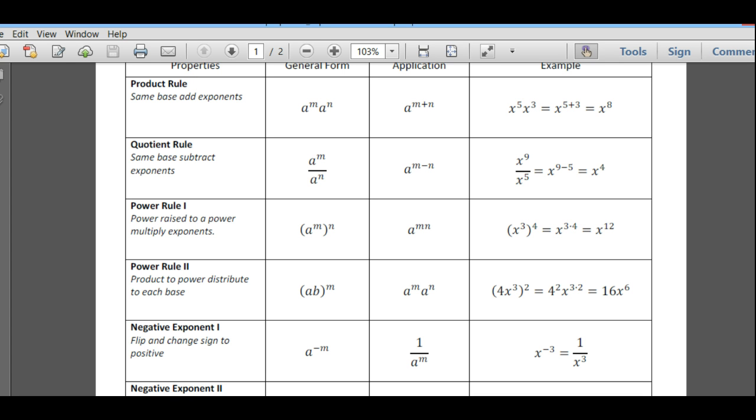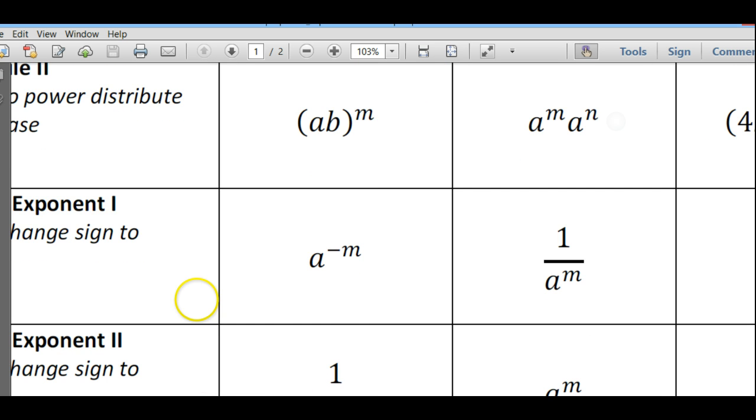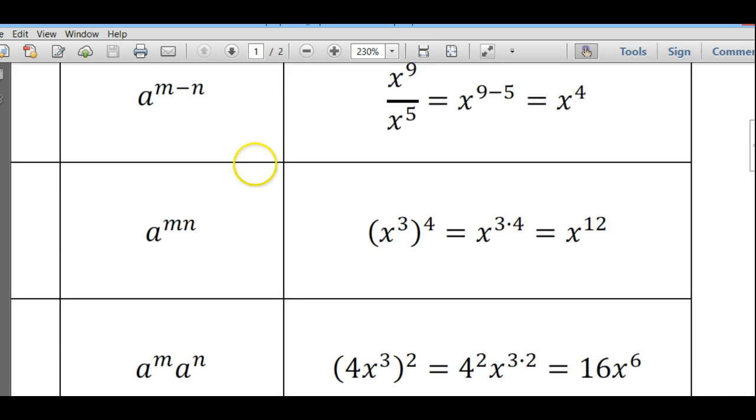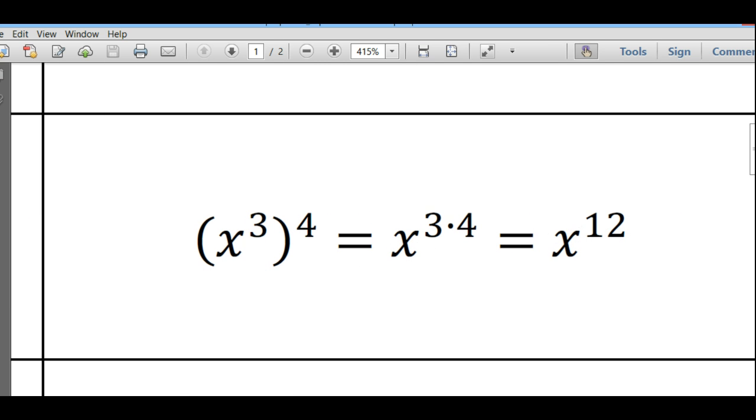And power rule number 1 says that when you are raising a power to a power, all you do is multiply the exponents. And the example that they give us is x to the third power, all in parentheses, raised to the power of 4. That would equal x to the power of 3 times 4, which equals x to the 12th power.